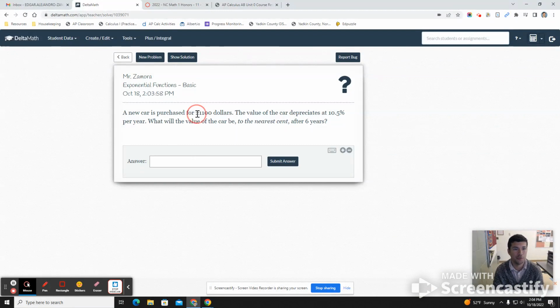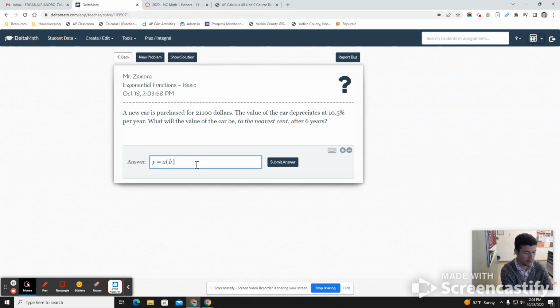A new car is purchased for $21,100. The value of the car depreciates at 10.5% per year. What will be the value of the car to the nearest cent after 6 years? So this is a classic exponential functions problem. So let's start with this.